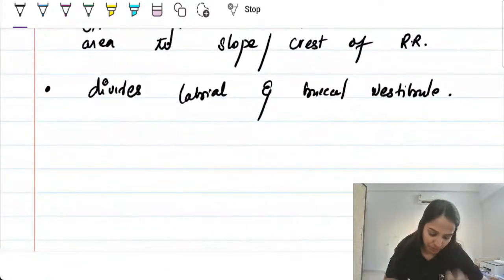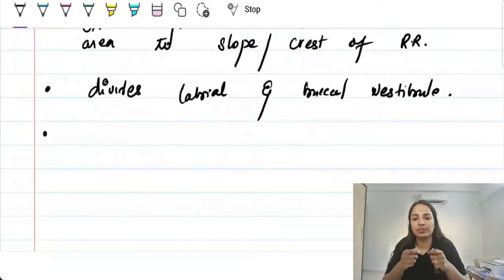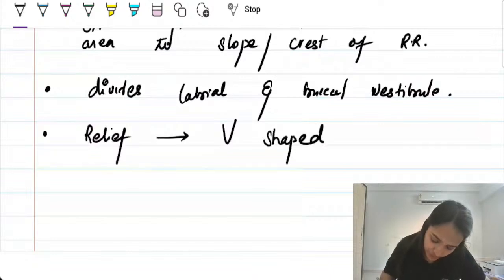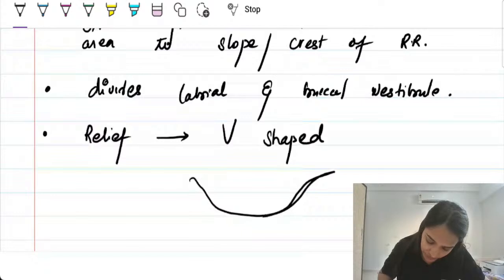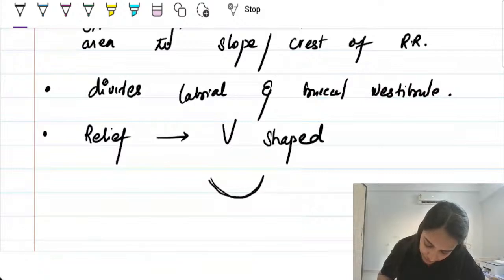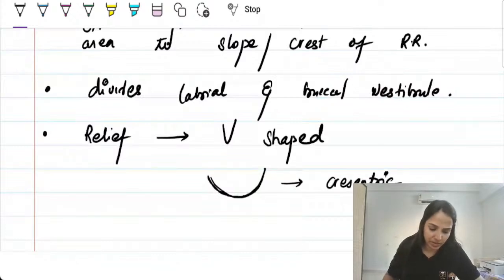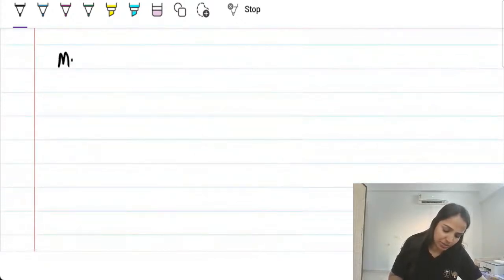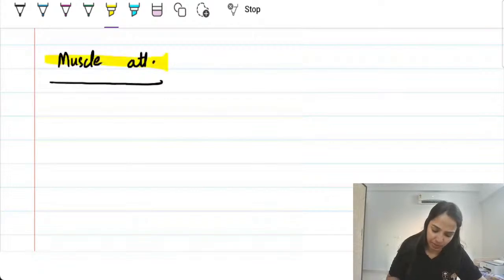Now in the impression, you should record it in a V-shape format. So the relief that we give for the buccal frenum is a V-shaped relief, or rather not a proper V, we give a crescentic. Crescentic means what? Crescentic means this half moon shape. So we give a crescentic relief. The reason for the crescentic relief is because of the different muscles that are attached. So muscle attachments are very important. Remember them always. They are very frequently asked. Even this time also, the exam had a question pertaining to it.